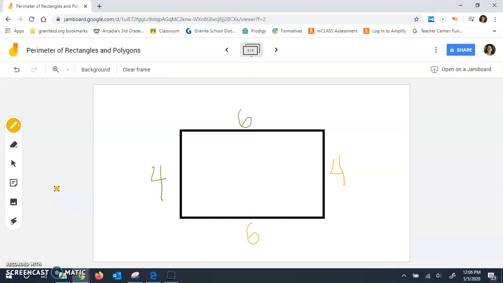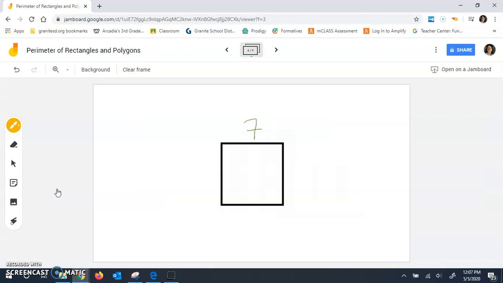And 4 plus 6 is 10. Just adding everything up. Another 4 plus 6 is 10. So add those two numbers up. And 10 plus 10 is 20. So our perimeter is 20 units.